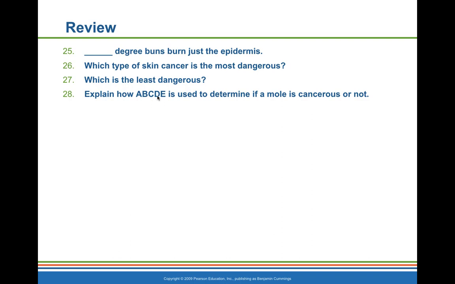D stands for diameter. If the diameter or the size of the mole is bigger than the head of an eraser on a pencil, then that could be potentially a cancerous mole. If it's smaller than the head of an eraser on a pencil, then it probably isn't. And then E stands for elevation. Elevation, if the mole is growing upward off the surface of the skin, that would also be something that could potentially be cancerous and you would maybe want to have checked out.